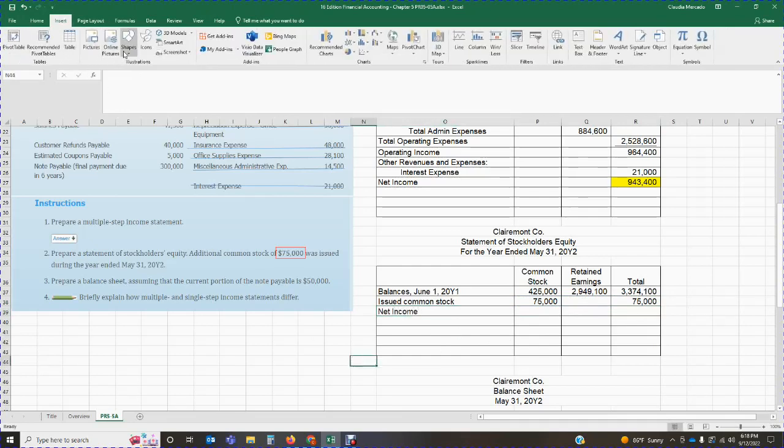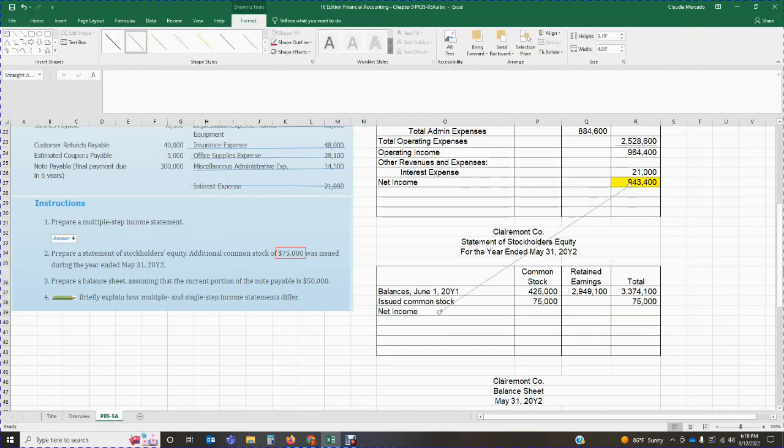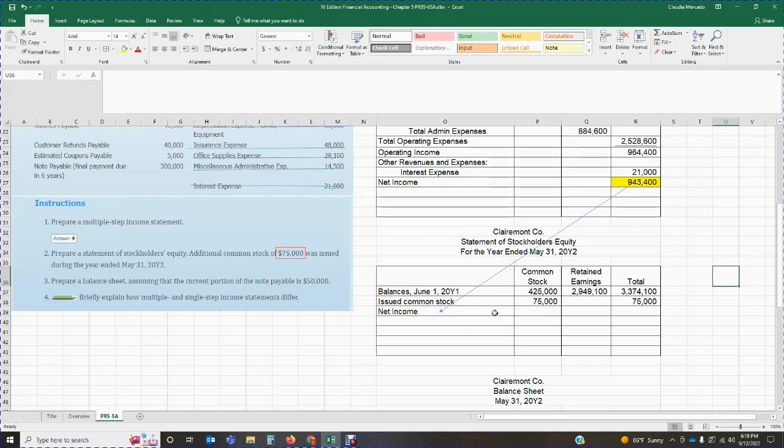Now we're going to bring in the net income. The net income comes from your income statement. So we're going to go ahead and enter that net income under our retained earnings. We had net income of $943,400. We're going to get the total for that column.